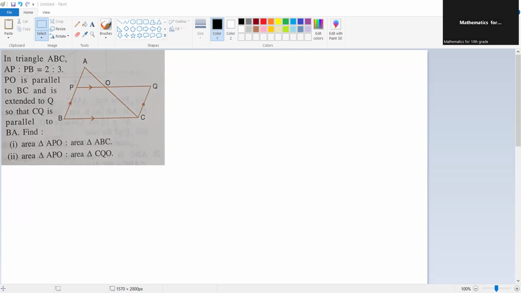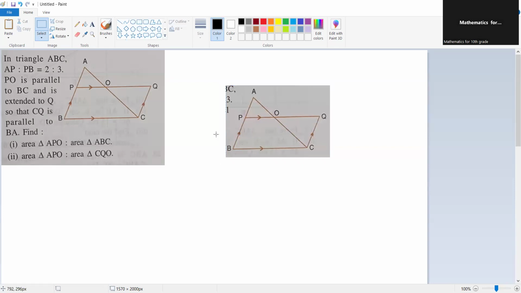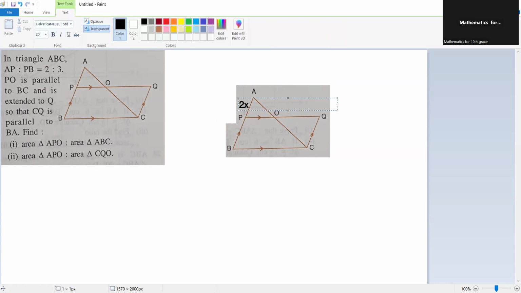So I'll just copy paste this figure. Now AP is to PB is 2 is to 3. So if AP is 2x, PB would be 3x.